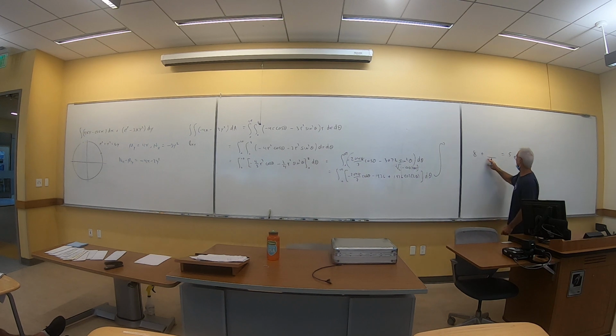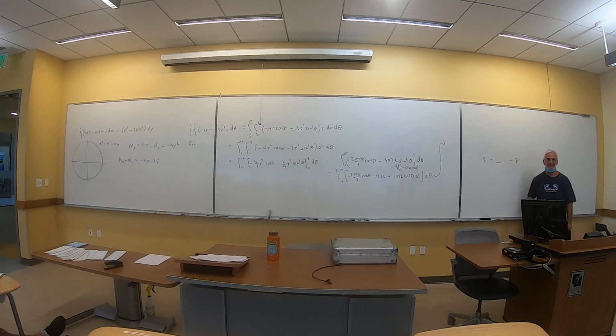Or actually, I'm sorry, let me say it this way. I said that badly. I'm going to put smaller numbers, sorry. There we go. That makes more sense. What number do I have to add to 5 to get 8? Well, that's easy. By the way, I'm defining the subtraction for you right here.